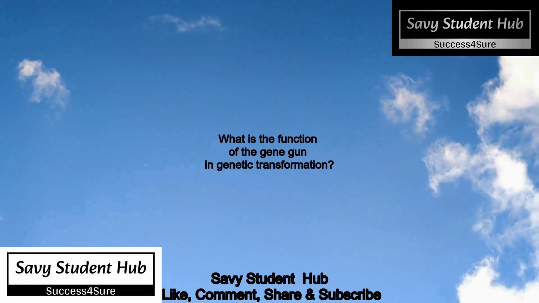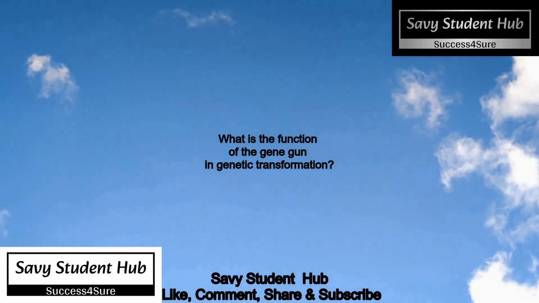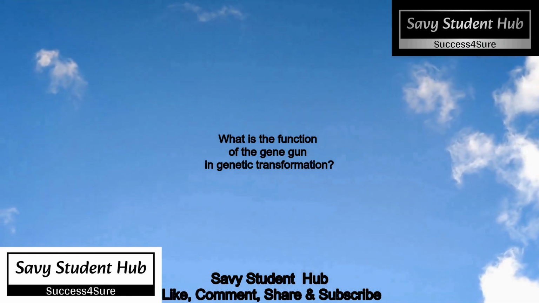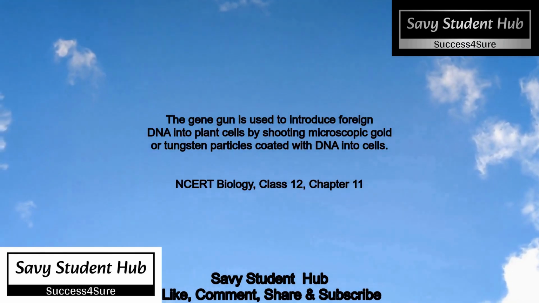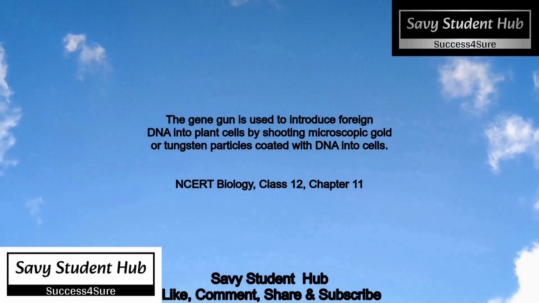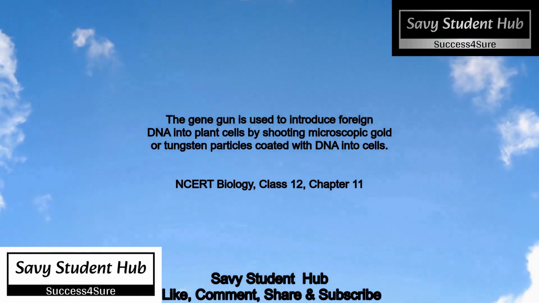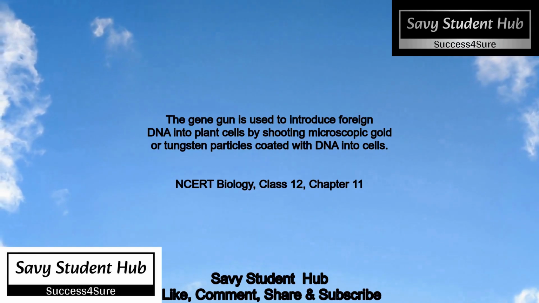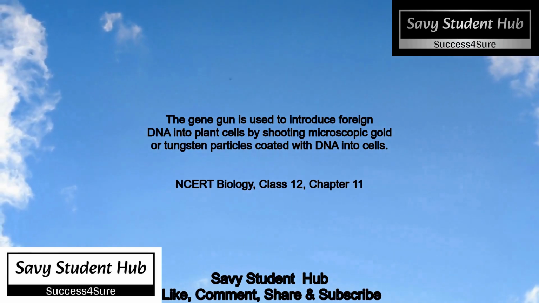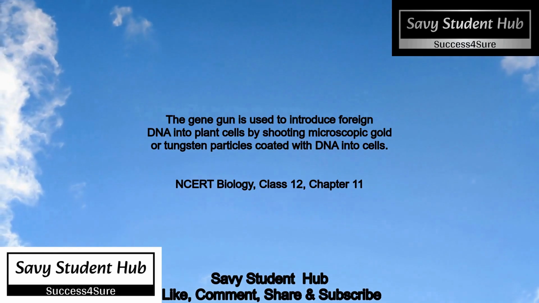What is the function of the gene gun in genetic transformation? The gene gun is used to introduce foreign DNA into plant cells by shooting microscopic gold or tungsten particles coated with DNA into cells.